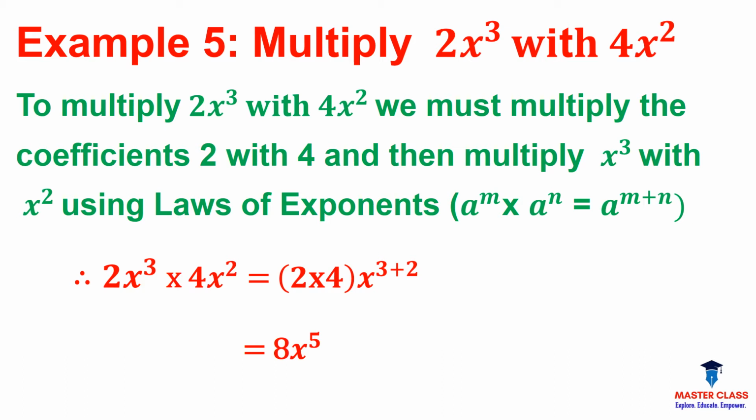To multiply 2x cubed with 4x squared, we must multiply the coefficients 2 and 4 and then multiply x cubed with x squared using the laws of exponents. In this case, a raised to m multiplied by a raised to n is equal to a raised to m plus n. Therefore, 2x cubed into 4x squared is going to be equal to 2 into 4 into x to the power of 3 plus 2. This is finally going to be equal to 8x to the power of 5.